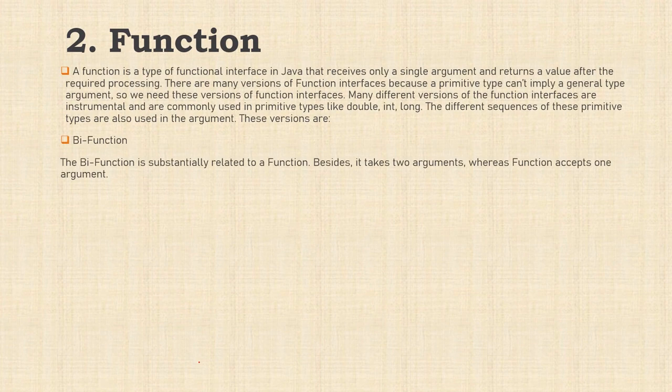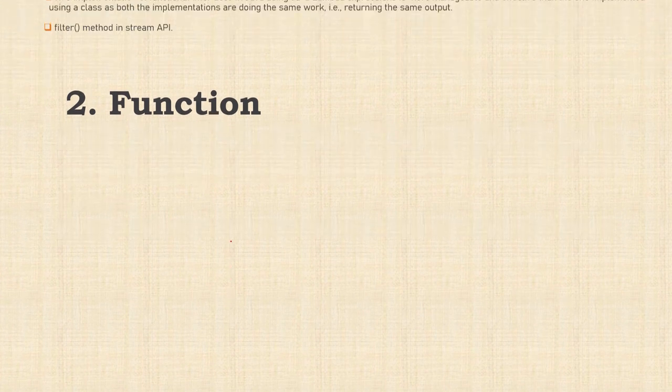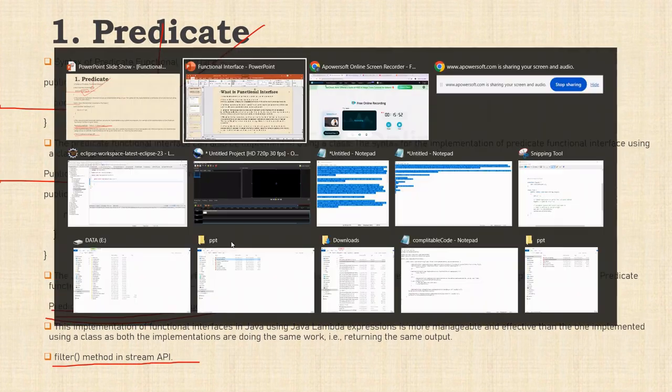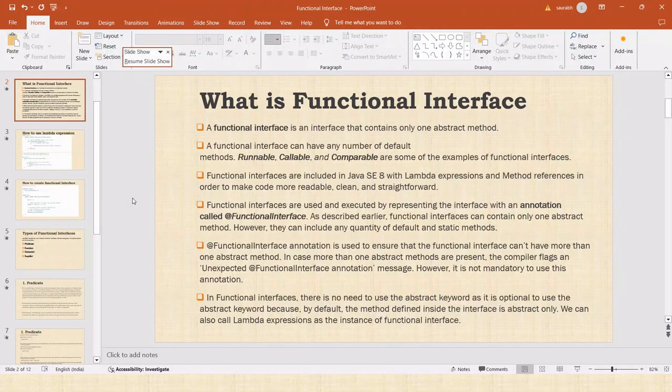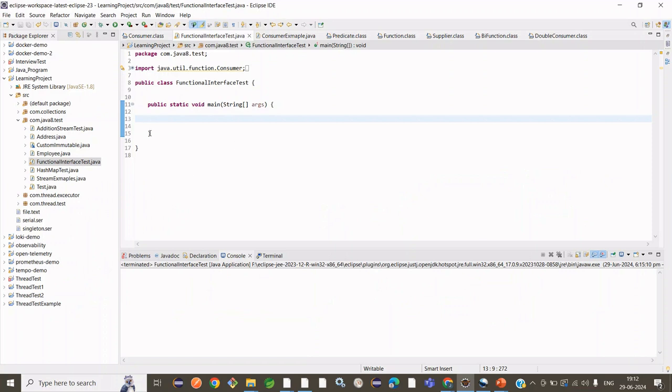So let's start Function. So what is Function? Function is a type of functional interface in Java that receives only a single argument and returns a value after required processing. Before starting Function, firstly we'll see the previous thing, which was predicate. We'll try to understand it by the code. Just now we covered the predicate, so I will show you how it is written.